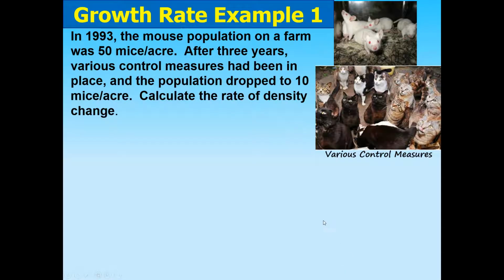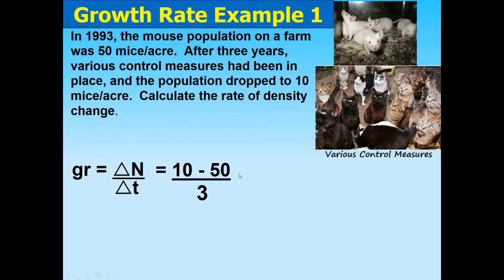In 1993, the mouse population on a farm was 50 mice per acre. After 3 years, various control measures had been put in place, and the population dropped to 10 mice per acre. Calculate the rate of density change. So start by writing the formula. We start with the most recent number first, so now it's 10 minus the original number of 50 over a time of 3 years. 10 minus 50 is negative 40, divided by 3. And so the answer is negative 13.3 mice per acre per year.